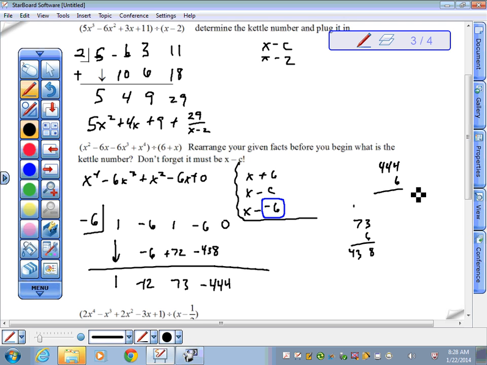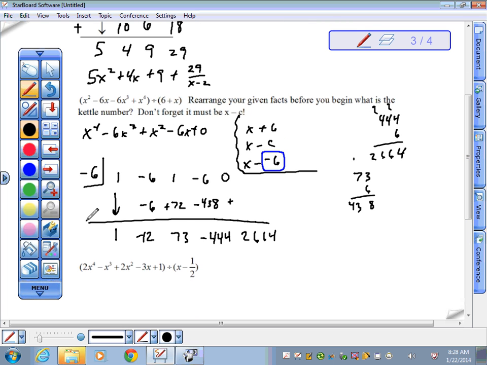444 times 6, that's actually going to end up being a positive because it's a negative times a negative, right? Well, that makes 24 last time I checked, which is then going to make that be 26. So 2,664. I apologize if I messed up on a math piece there.